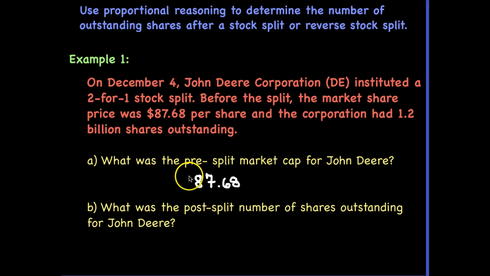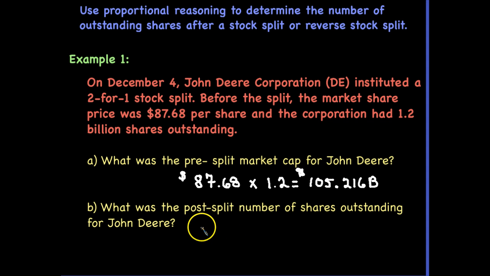In order to figure out the pre-split market cap, we take the price per share, which was $87.68, and multiply it by how many billions of shares there are outstanding. In this case, it was 1.2 billion. When we multiply those together, we end up with 105.216 billion, since this is in billions. So the total value of John Deere shares is 105.216 billion.